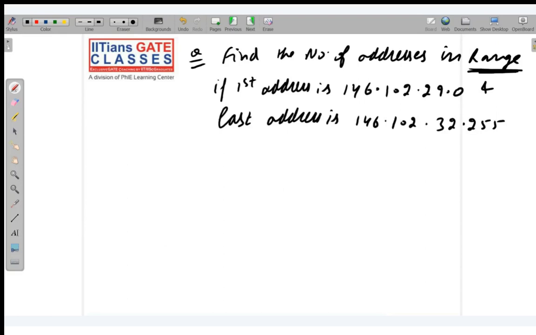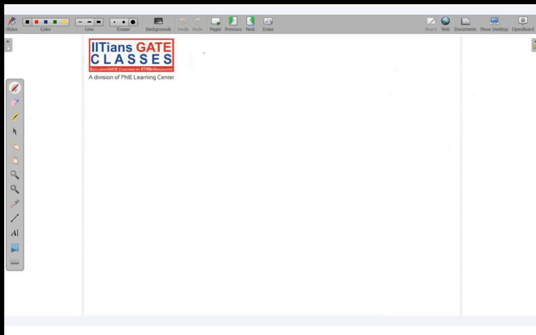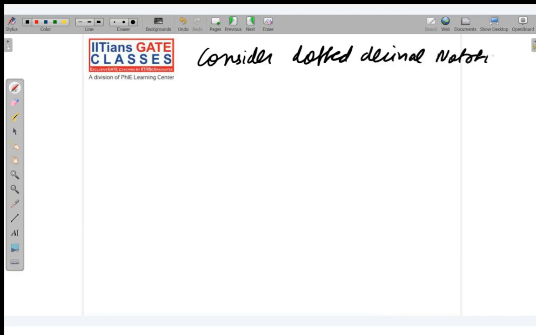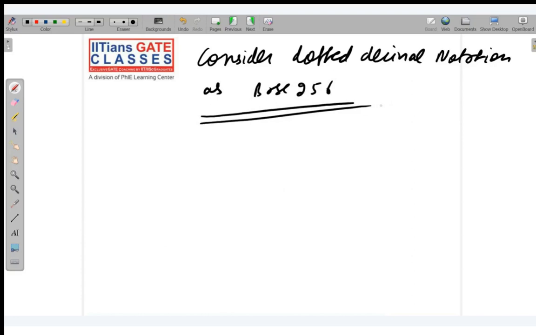I have been asked this type of question in GATE. Let me tell you the basic theory behind this type of question, then we will start. Let me jump to the next slide. You can consider dotted decimal notation as base 256.